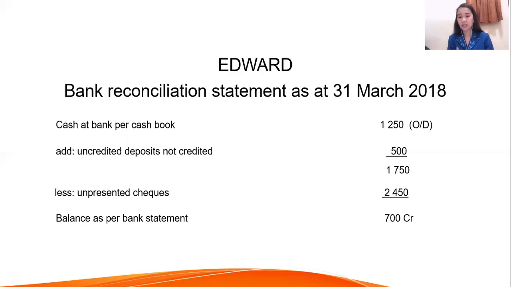This is for the bank statement. What about the cash book? It means we still have money, 700. Remember, on the bank statement, credit means you still have money. It means debit on the cash book.